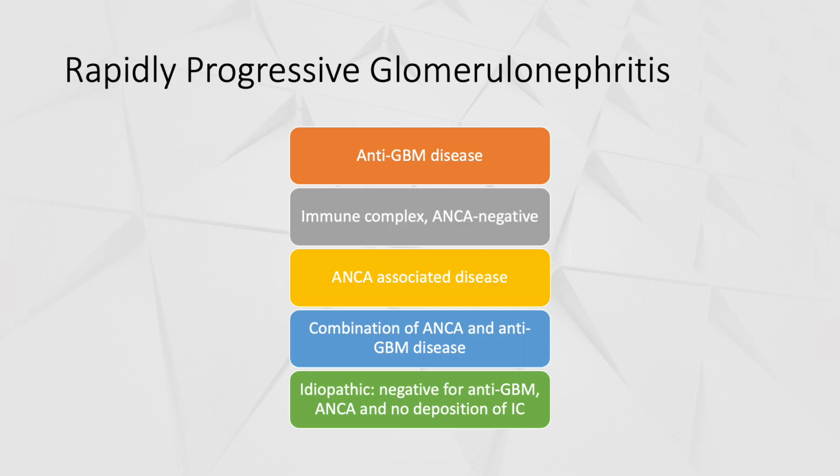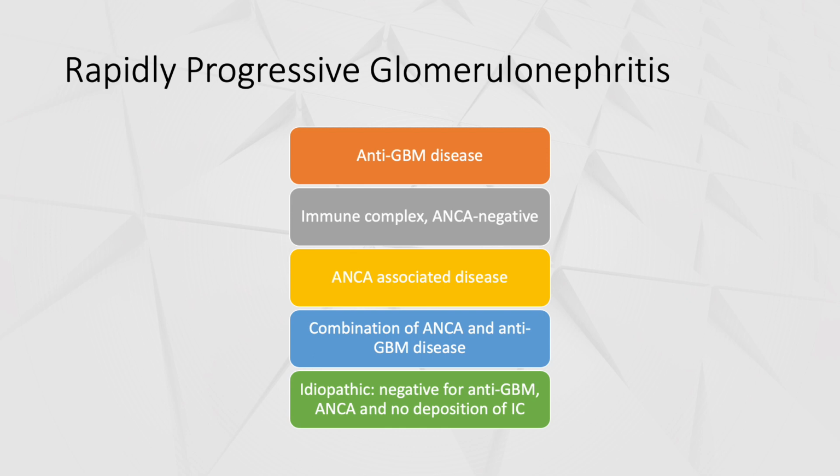So since we are on this topic, we said that we have several patterns, several clinical syndromes of glomerulonephritis. We said you can have acute glomerulonephritis, like in post-infectious GN, or you can have rapidly progressive glomerulonephritis. It's not as acute, but it's pretty fast.